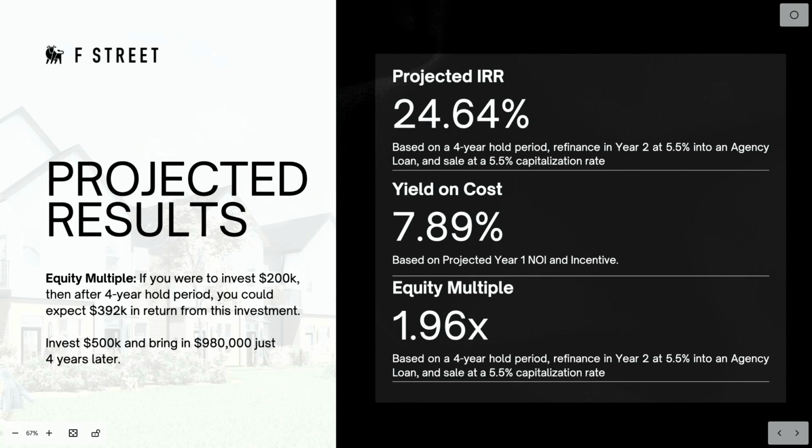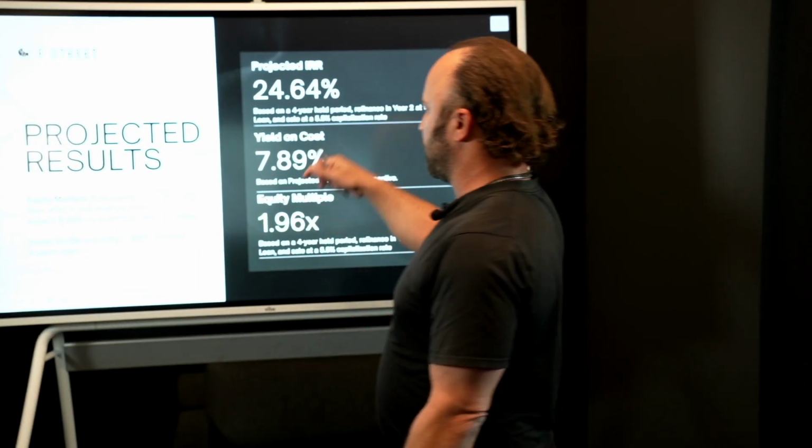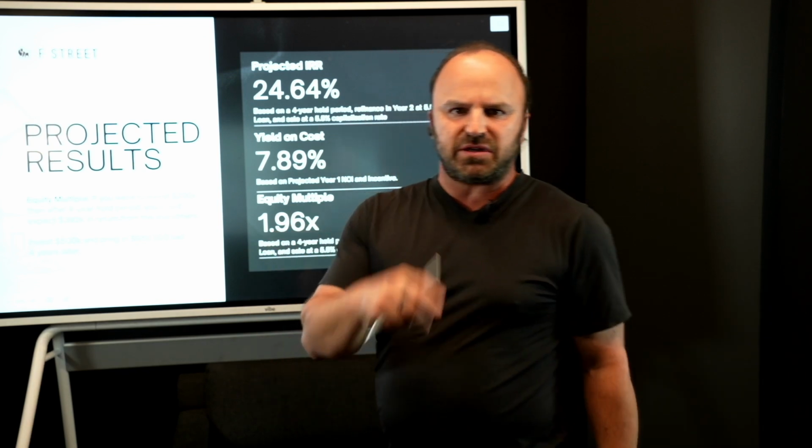So what does that mean, right? People always say, you throw out these crazy numbers, what does it mean? Well, let's just simplify this for everybody. For every $100,000 you invest in 4 years, you should expect to receive $196,000 back.